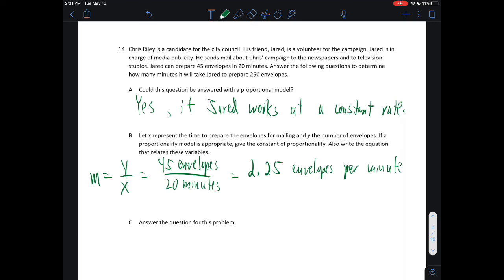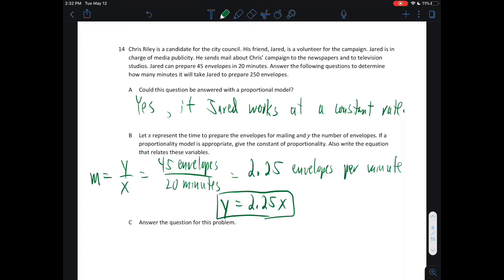You may have some experience with this if you've ever thought anything related to sports, running a certain amount of laps, say in an hour, or doing any sort of repetition of something in a certain amount of time, gives you this idea of how many things you can do per minute or per hour. In this case, he can prepare 2.25 envelopes per minute. What would be the equation? The number of envelopes, Y, is equal to 2.25 times the number of minutes, X.